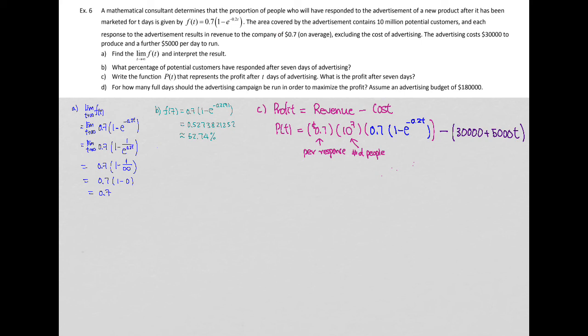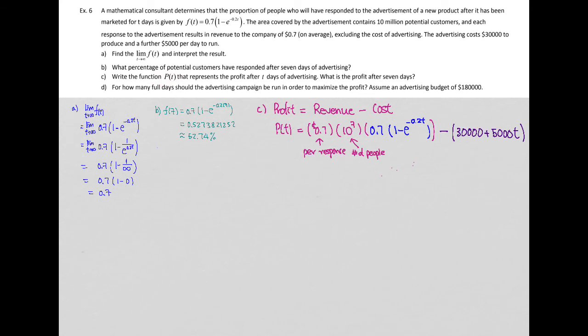So basically, I would say $0.7 per response times the number of people, which is 10 million, which is 10 to the power 7, times the percentage of people that will respond to the advertisement, minus the cost. The cost will be the amount of money that you have to pay to produce, which is $30,000, plus the $5,000 per day. So you have to do 5,000 times t to pay for the advertisement to run.